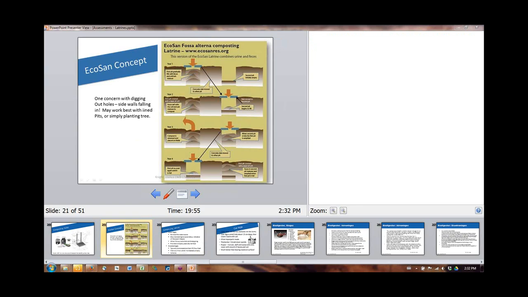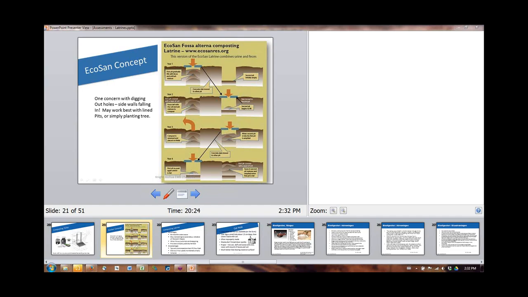And here's another take on that. It's called Ecosan Fossa Alterna. And that's where you basically only have a slab and a pit. And what you can see here is in year one, you're basically filling up the pit with your slab. In year two, you've moved the slab to the other side, to another pit. You start filling that one up. At the same time, you've covered your first pit with some dirt, and you let that sit for a year.